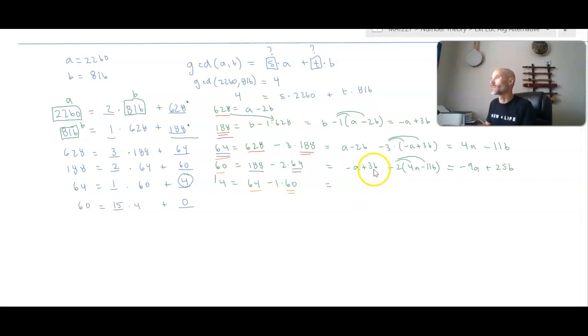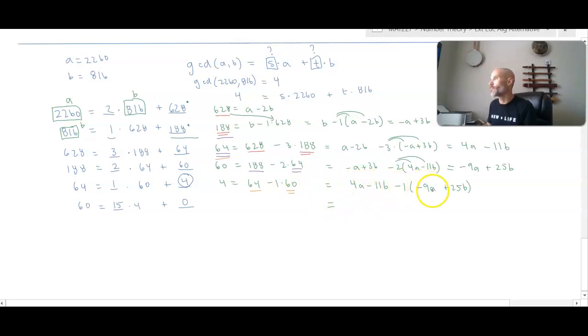Switch here. 4a minus 11b minus 1 times 60, which is negative 9a plus 25b. By the way, if in your last line you have both coefficients being negative or both being positive, there's likely something wrong. Usually one should be positive and one should be negative. So here we get, and I'll just go ahead down 1 line since this is our last one.